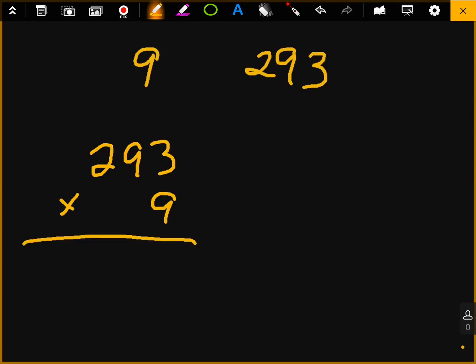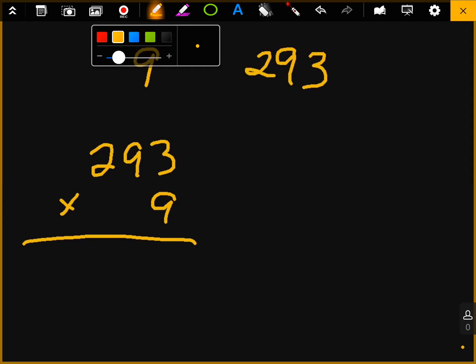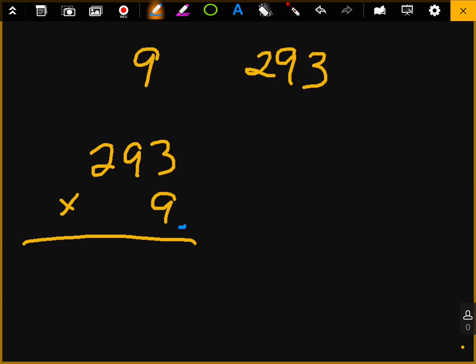So let's go ahead and go over the steps. First off, when you multiply like this, you got to go from right to left. Okay, so you're going that way. All right? So when you're multiplying, you're going from right to left. And the first step says to multiply this number with the number in the ones place. That's going to be this number right here. Okay? So let's go ahead and multiply 9 times 3.